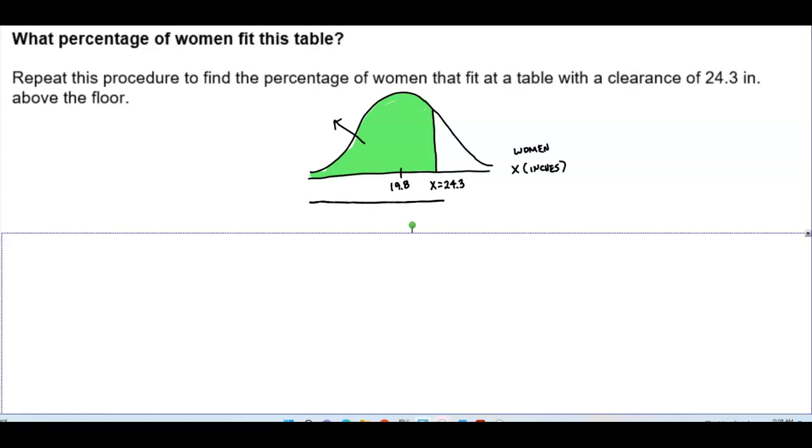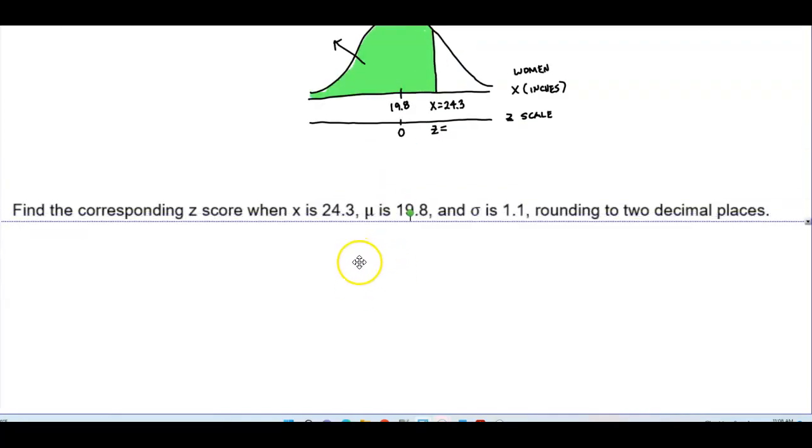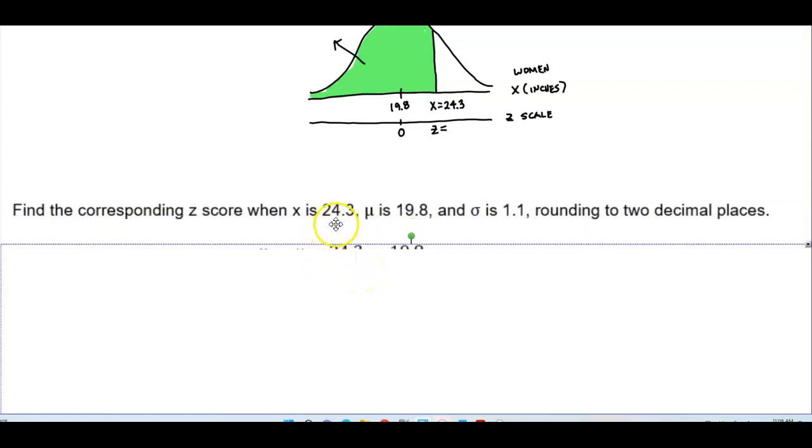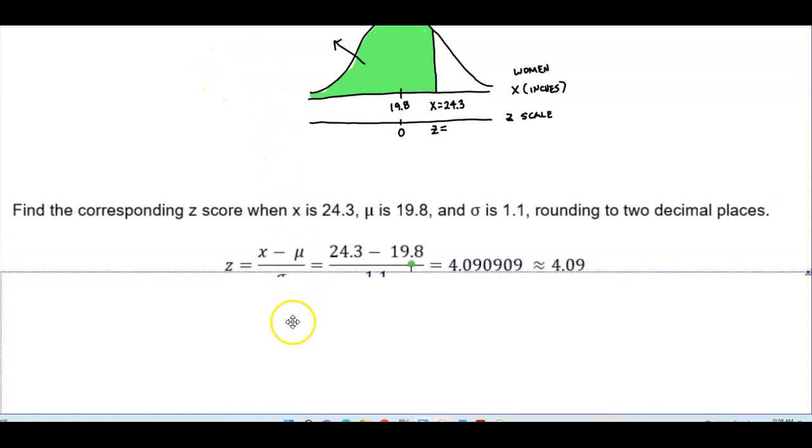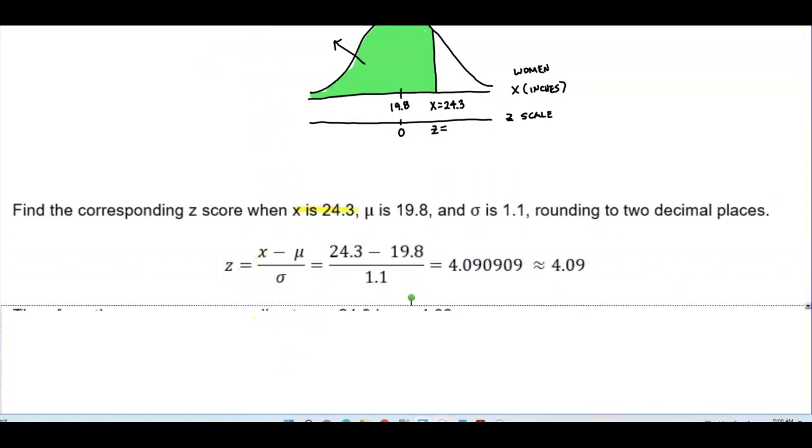Now we need to also convert that X to a z-score, so we need to use our z-scale. And remember that the z-scale has a mean of 0, and we're going to look for z. So we're going to find the corresponding z-score when X is 24.3, the mean for women is 19.8, and the standard deviation is 1.1. And then we're going to round our result to 2 decimal places. So plugging it into our z formula, we know that X is 24.3, our mean is 19.8, and our standard deviation is 1.1.